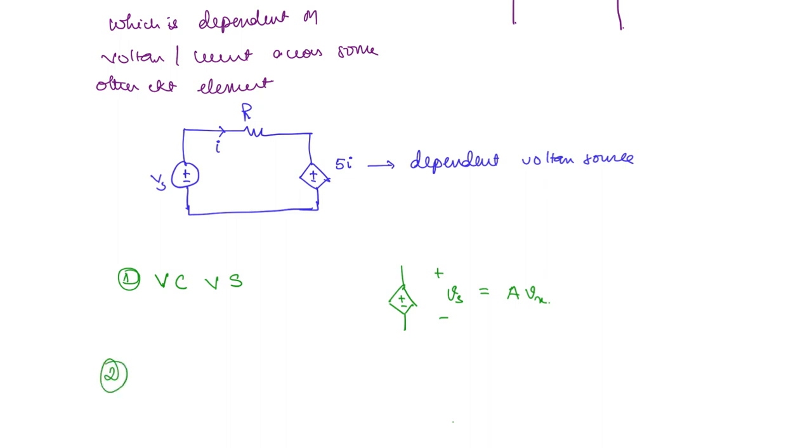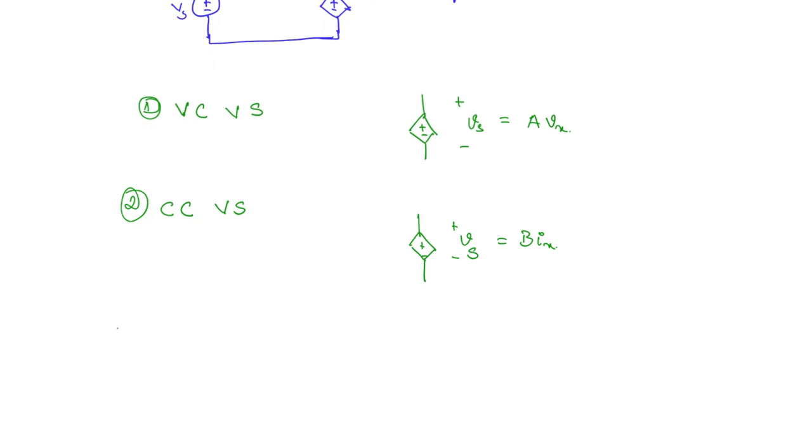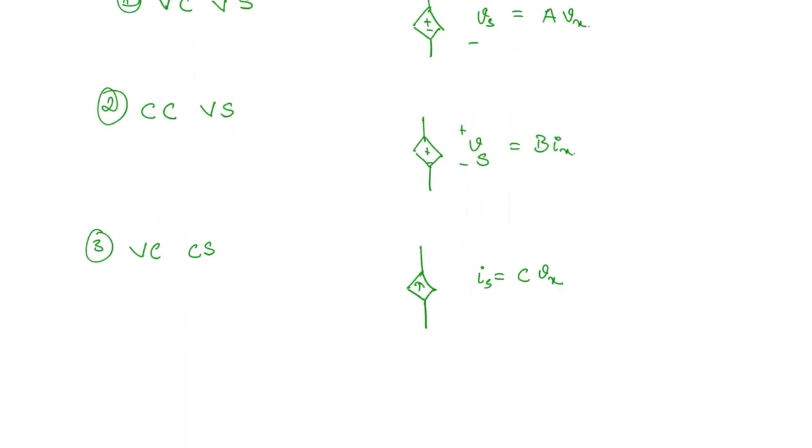Second, we have the current controlled voltage source. This is also a voltage source. That means this is giving out some voltage Vs, but it is proportional to some current in some other element. Next we have the voltage controlled current source. That means it is a current source, but it is depending on the voltage across some other element. So Is is equal to C times Vx. And finally we have the current controlled current source. That means we have a current source, and the current delivered is Is equal to D times Ix.